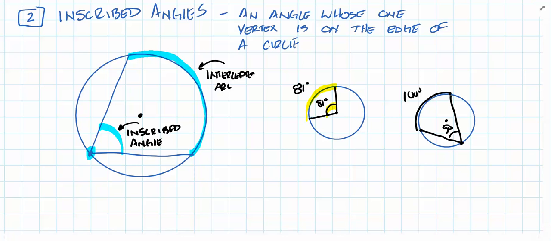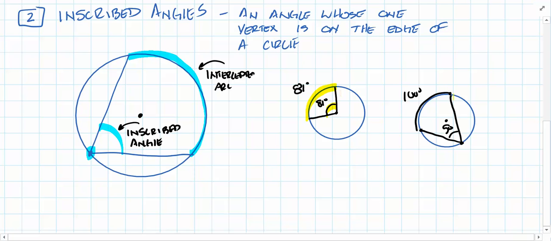In the last section, we had a central angle. That was the angle measured from the center. It was equal to the measure of the arc. Like example 81, 81. The measure of the arc was 81, and then the central angle was also 81.